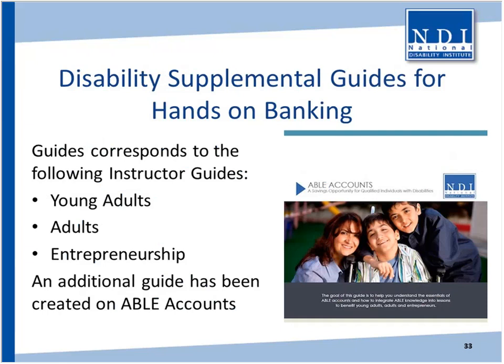So the disability supplemental guides for Hands-On Banking correspond to the following sections that are offered through the Hands-On Banking curriculum. So there's a segment specifically for young adults, another segment specifically for adults, and a third focused towards self-employment and entrepreneurship. Now, based upon the individuals that we may be meeting with, for an adult, it may be more appropriate that we're sharing with them information that typically we would share with a young adult. So there's sort of a mix and match depending upon what we see with that individual that we are meeting with at that particular moment.